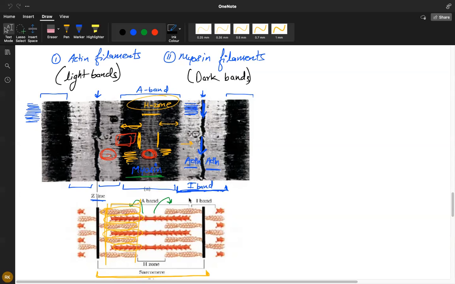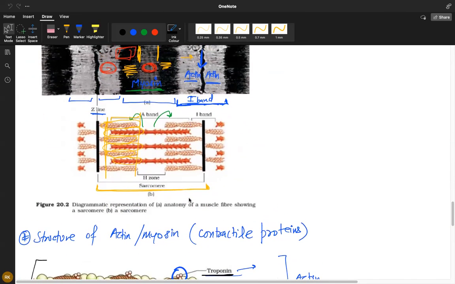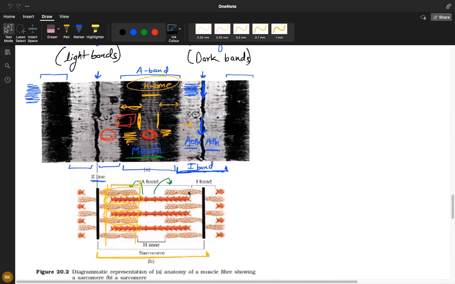One myosin interacts with two actin filaments. In the H zone only myosin is present, whereas in the A band both myosin and actin are present, and in the I band just actin. Correct. And between one Z line and another Z line is called a sarcomere. Yes, correct.